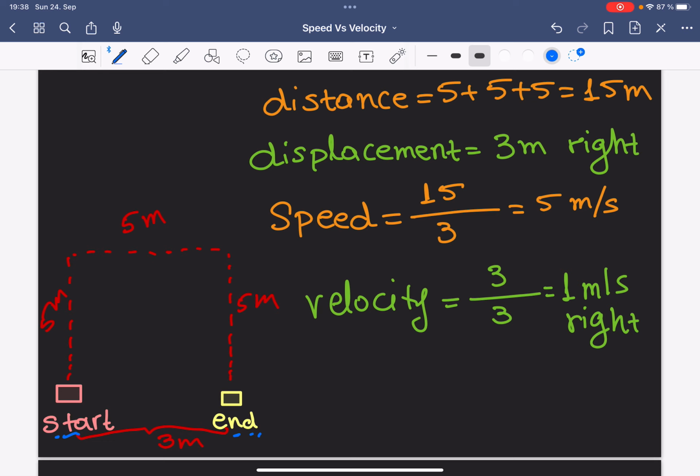Okay, if our object has indeed followed this path, the distance is going to be 5 plus 5 meters plus 5 meters. That's a total of 15. Okay, and if this motion actually took place in 3 seconds, then the speed is going to be, as we see here, 15 divided by 3, and that gives us a speed of 5 meters per second.